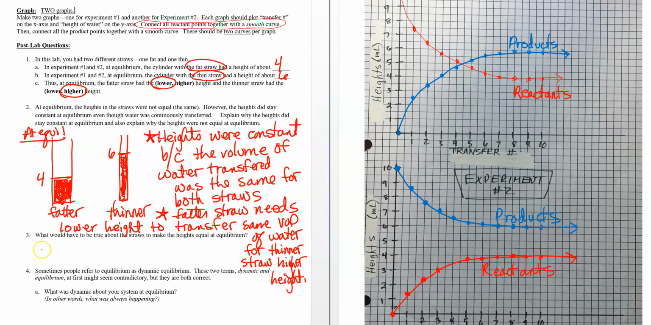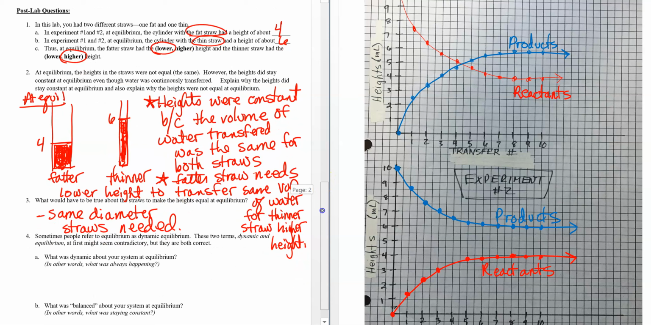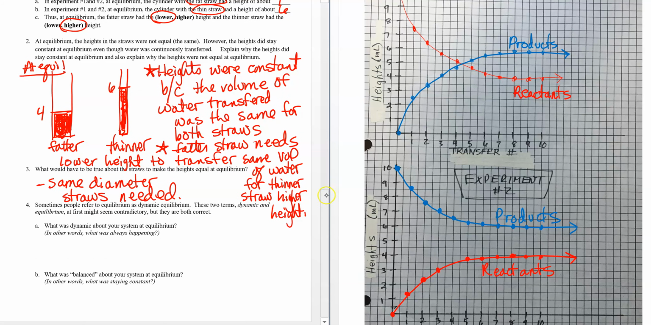Okay, hopefully you realize they would have to be the same diameter straws, because then you would have the same heights, you would be transferring the same amount of water at equilibrium. So then you would end up at 5 and 5.